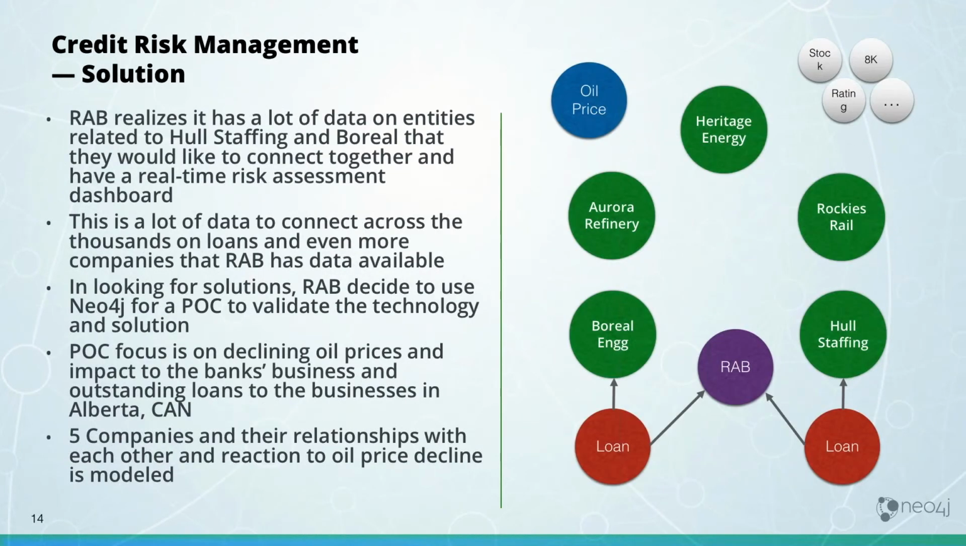So we have 5 companies that we modeled. One is Heritage Energy, which is dealing with bringing oil out of the oil sands in Alberta. We have Aurora Refinery that's refining the oil. We have Boreal Engineering, which has the engineering systems and machines that have been deployed at Heritage Energy to extract the oil from the oil sands. And then we have Hull Staffing, which provides staffing services to Boreal Engineering.